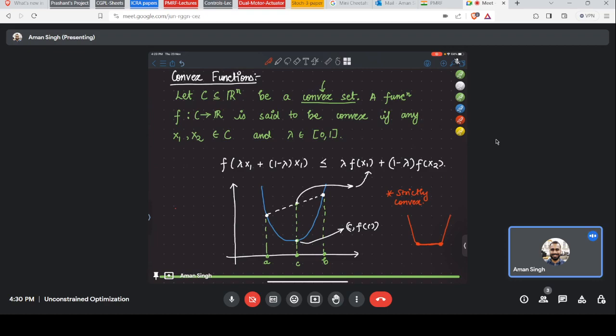On the other hand, if I have a parabola like this, it's strictly convex. If I take any 2 points anywhere, the line will always be above the function. Whereas here, if I take these 2 points, the value of the function and the line is equal. So this is not strictly convex. This is just a variation of convex function. I'll just write it here. I'll not formally define it because it's fairly obvious. So, non-strictly convex.